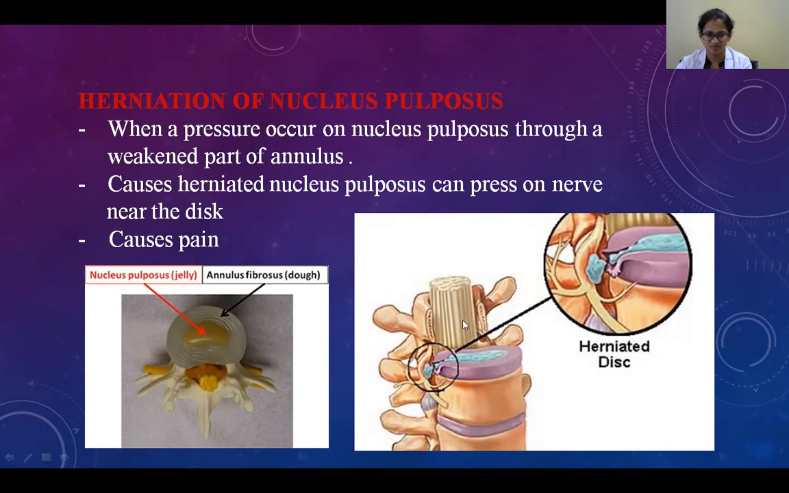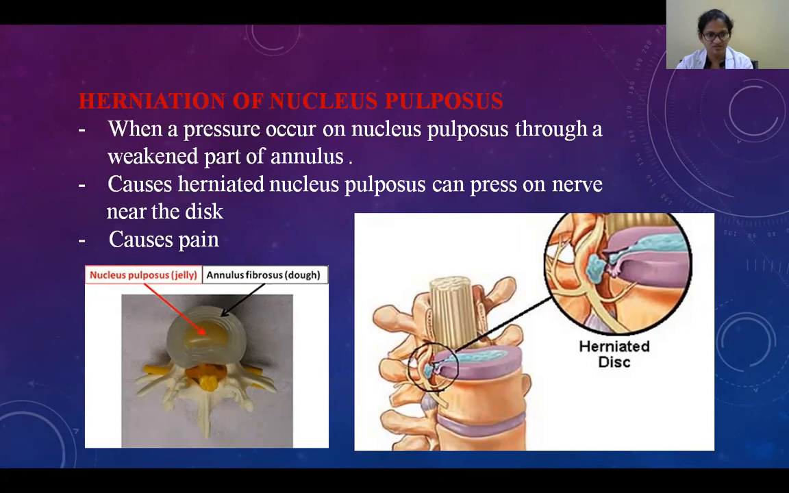Next, coming to the herniation of nucleus pulposus. This is an intervertebral disc. The intervertebral disc consists of a central part and a peripheral part. The central part is soft and jelly-like, whereas the peripheral part is the annulus fibrosus. The annulus fibrosus is less elastic, whereas the nucleus pulposus is highly elastic.